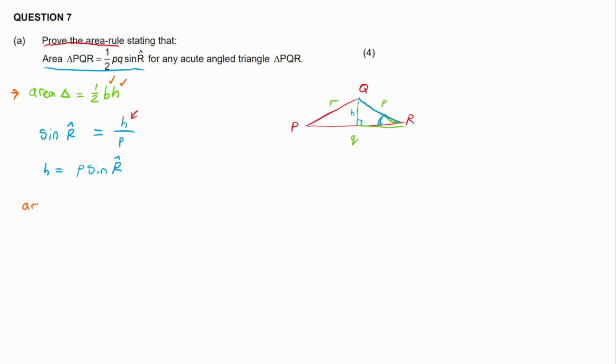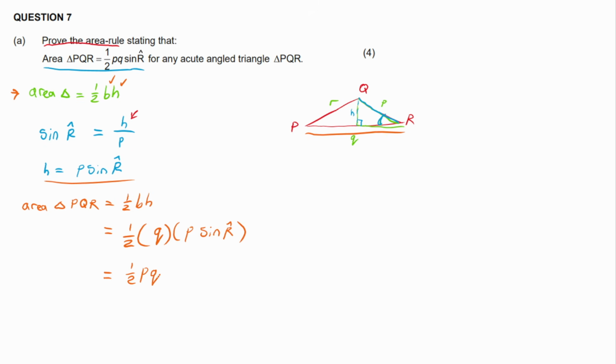So we can say that the area of our triangle PQR is equal to a half base times height, and a half stays a half. Our base is down here. This is our base. It's PR, but also just little q. So we put little q, and our height we solved over here. Our height is P sine angle R. When we rearrange this, we get this. And that's exactly what we were asked to prove.